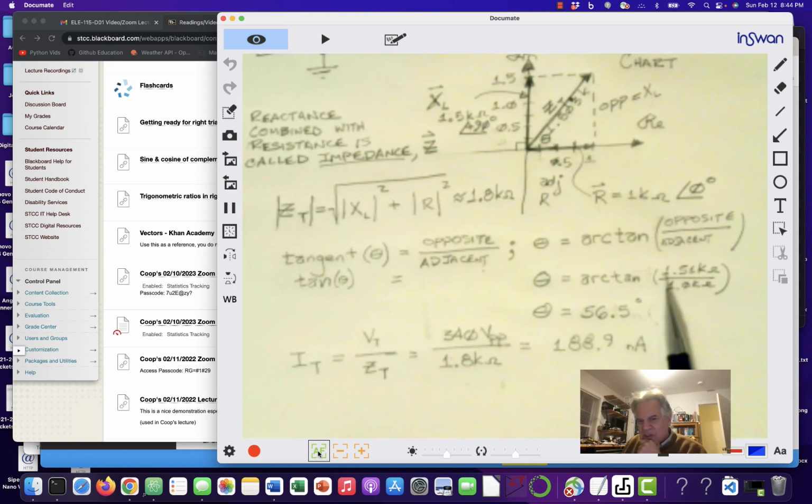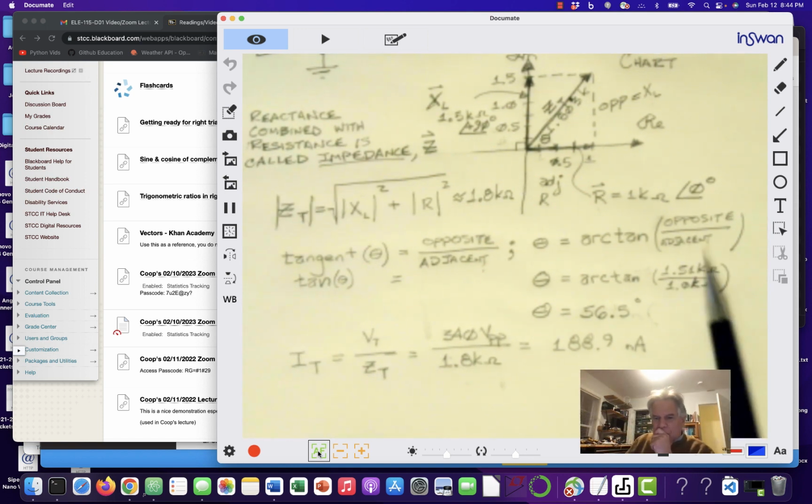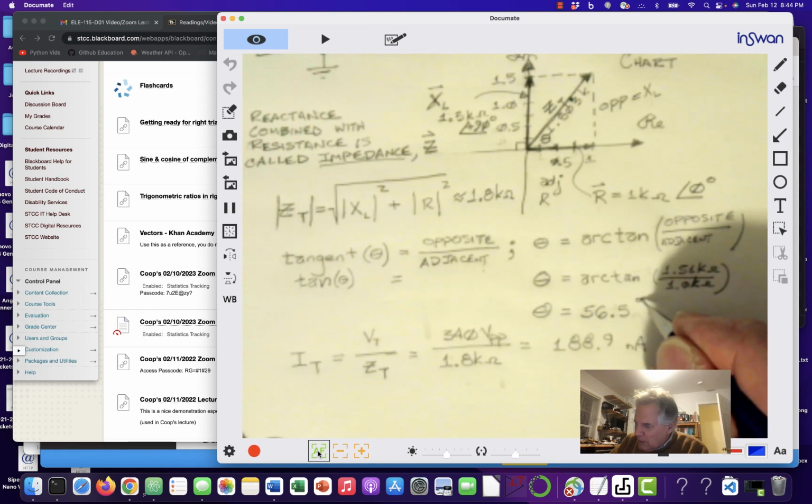And when you put this in here as 1.5 k ohms over 1 k ohms, well, that is pretty crappy to read. And you use your calculator in degrees mode, or if you were to look this up in tables, you would find that theta is equal to 56.5 degrees. Okay.